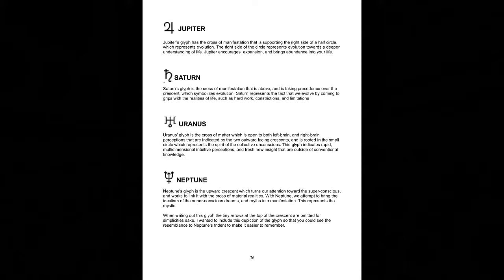Neptune. Neptune's glyph is the upward crescent, which turns our attention towards the superconscious and works to link it with the cross of material realities. With Neptune, we attempt to bring the idealism of the superconscious, dreams and myths, into manifestation. This represents the mystic. When writing out this glyph, the tiny arrows at the top of the crescent are omitted for simplicity's sake. I wanted to include this depiction of the glyph so that you could see the resemblance to Neptune's trident, to make it easier to remember.